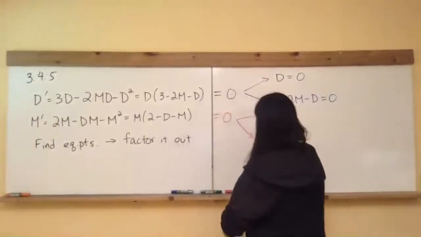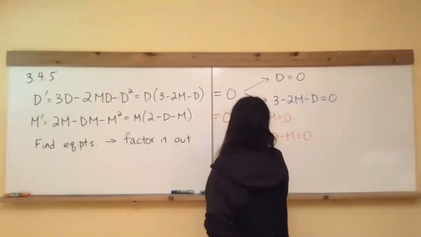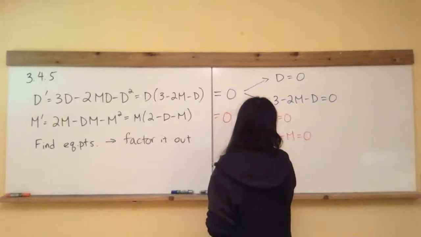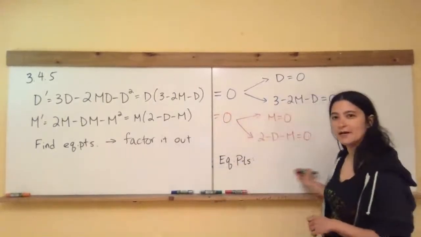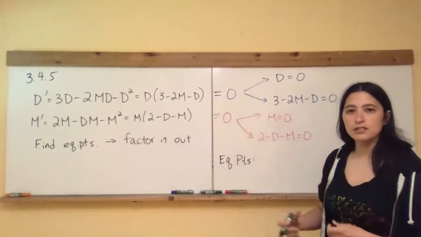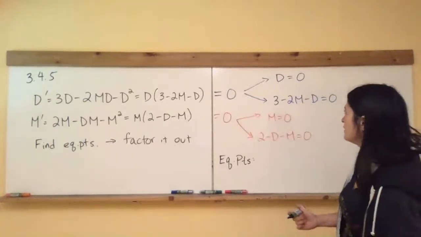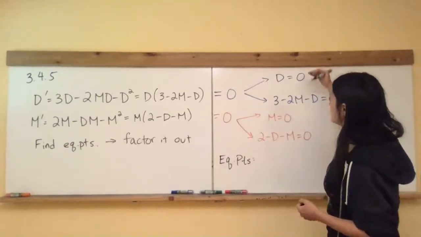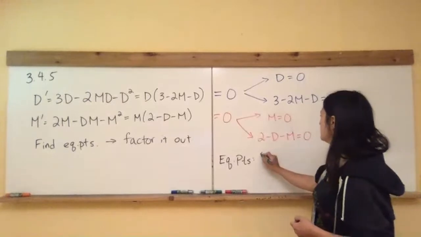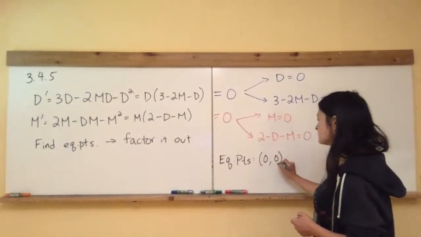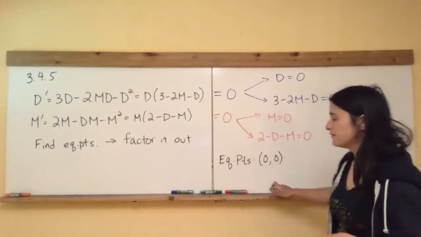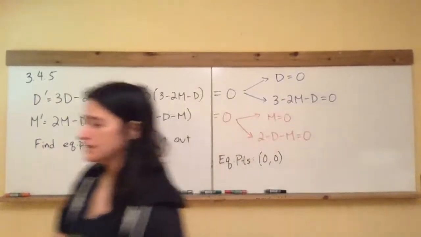And so what are the equilibrium points? I'll start making a list of the equilibrium points down here at the bottom, and we're just going to go through these one at a time. So choice number 1 here and choice number 2 there gives me 0, 0. And if you're playing along with the figure in the book, you're going to see that one.